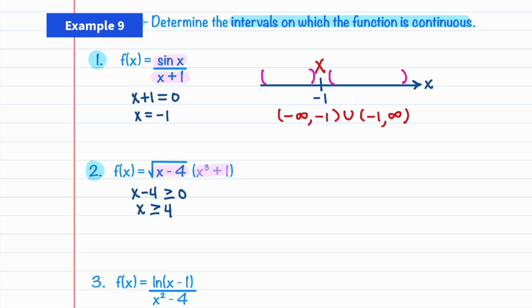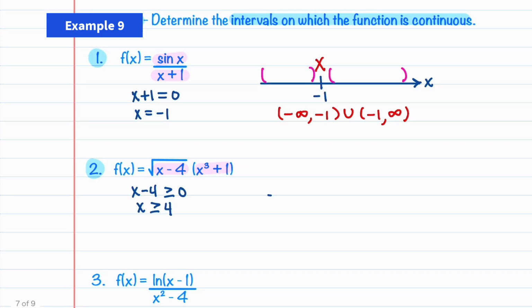The other piece of our function is a polynomial, and it is always continuous. Let's go ahead now and let's do our number line. We'll label it as x. We're going to put the point 4 here, and we're going to denote that x has to be greater than or equal to 4. So we're going to put a square bracket here and an open bracket over there at infinity. Our answer then is our function will be continuous on the interval from 4 to infinity, and we have a closed bracket at 4.